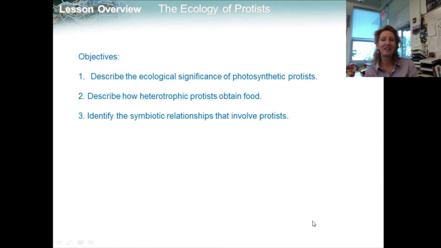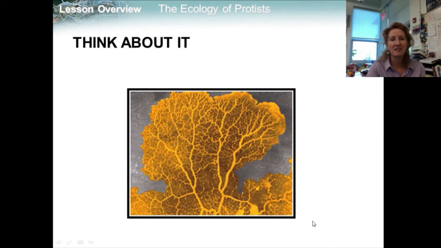Objective 1 is to describe the ecological significance of photosynthetic protists, describe how heterotrophic protists obtain food, and identify the symbiotic relationships that involve protists too. So let's think about it though.